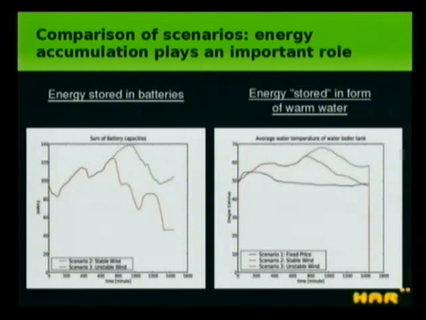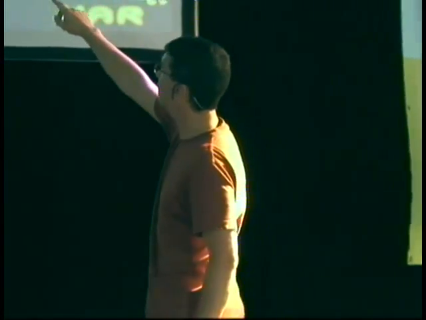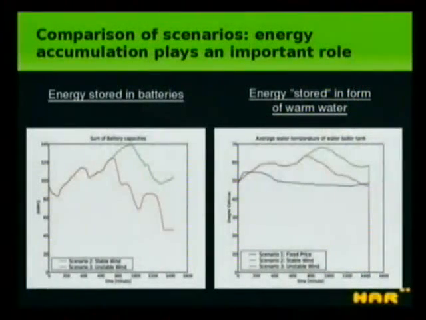Same kind of information for the energy stored in the warm water accumulators. The measure we take is the average temperature of the hot water tank. We see, of course, a difference between scenarios 2 and 3, between the red and the green curve, where in one case the temperature will tend to decrease because the wind stops, and in the other case we don't see that.